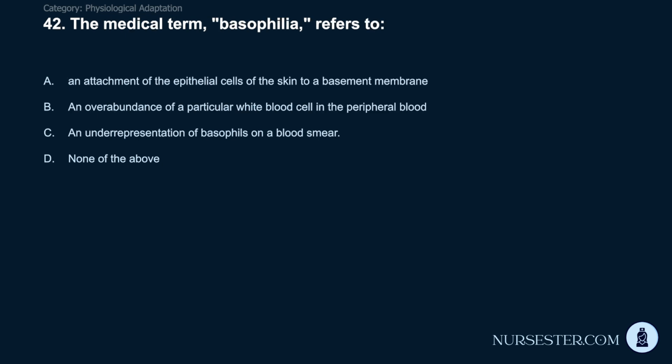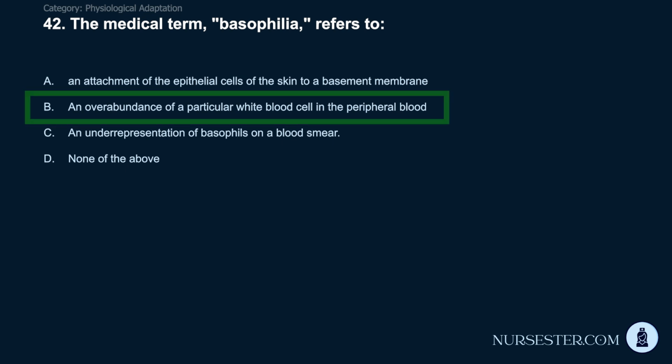42. The medical term basophilia refers to A. An attachment of the epithelial cells of the skin to a basement membrane. B. An overabundance of a particular white blood cell in the peripheral blood. C. An underrepresentation of basophils on a blood smear. D. None of the above.